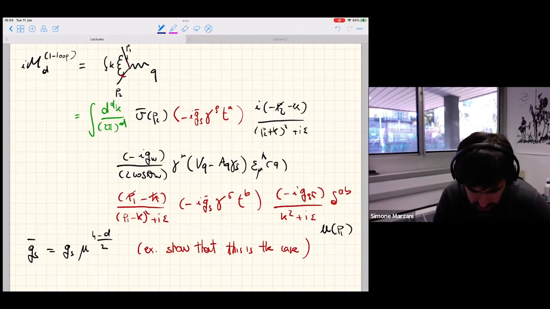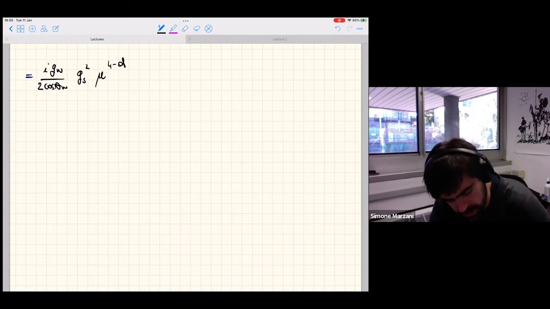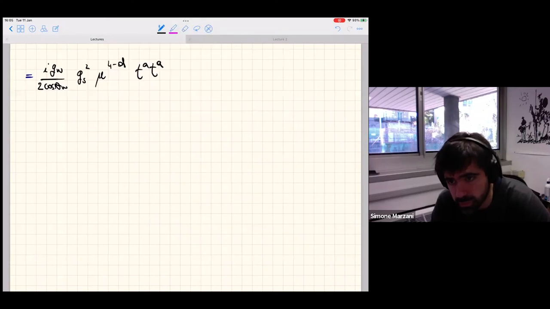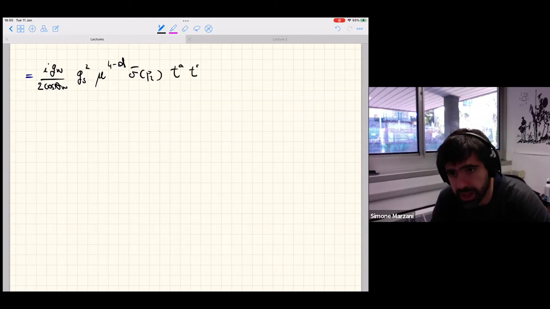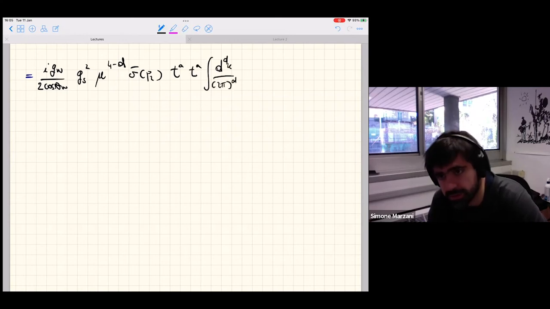Okay, so how can I write this in a more compact way? Well, I can take out of the integral all the things that do not depend on k. So I have i g_W divided by 2 cos theta W, g_s squared mu to the 4 minus d. Then I have T^A. And here, if I want to put the V bar P2, T^A T^A, and d^d k.